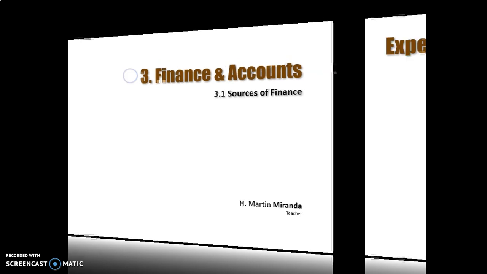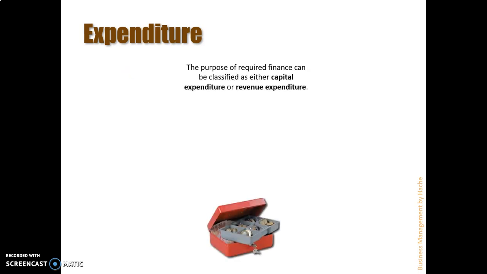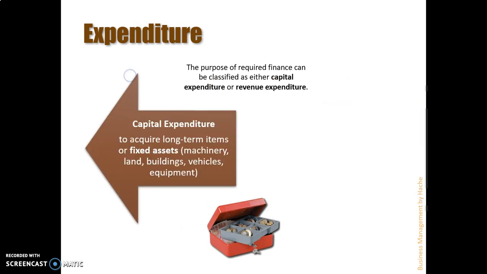Before we go on to the specific sources, let's talk about expenditure for a while. You are going to use the money you get for your business in two possible directions, for two possible purposes. They can be either capital expenditure or revenue expenditure. So using your money as capital expenditure means you're going to use your money to acquire long-term items known as fixed assets, and it means you're using your money to buy machinery, land, buildings, vehicles, or equipment.